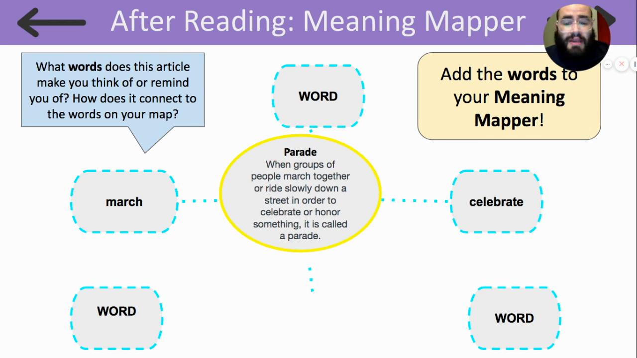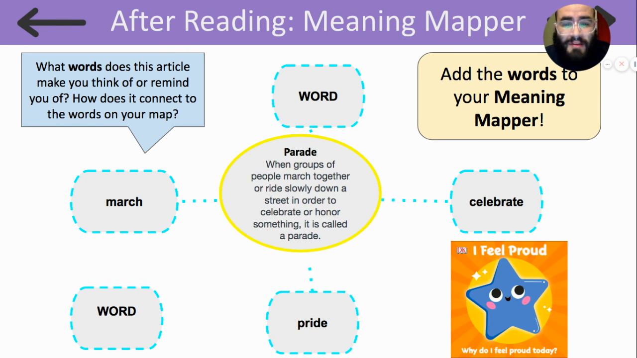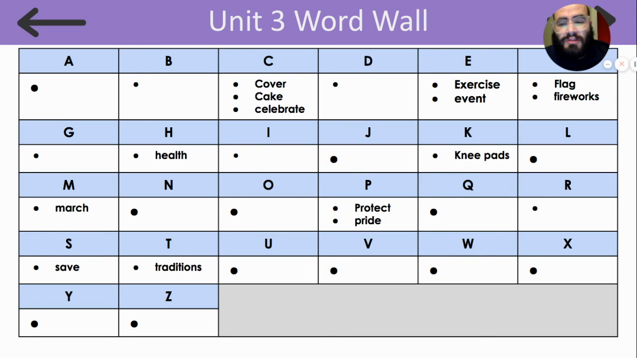Now I want you to take out your meaning mapper. In the middle, we have our focus word parade, which is a celebration in honor of something. We already have the words celebrate and march in our meaning mapper. But what other words that are related to parade can you add to your meaning mapper? Go ahead and add one now. I added the word pride because people have parades when they're proud of something. In our article, people are very proud to be American, so they had parades. The last thing I want you to do is to add the word pride to your word wall.